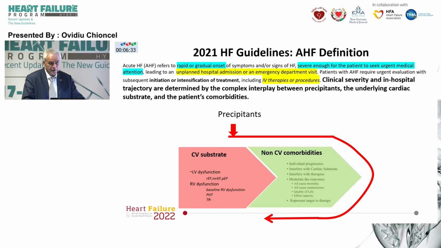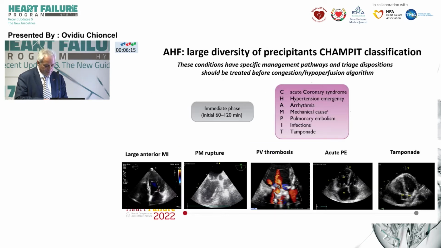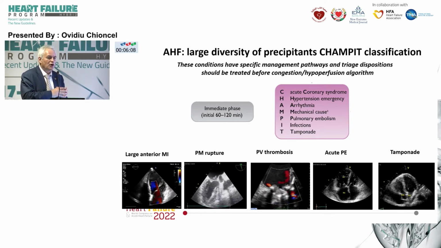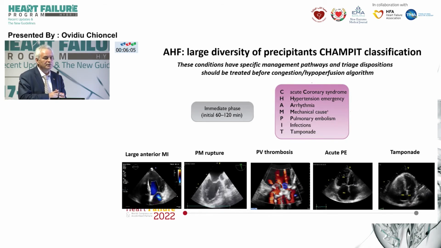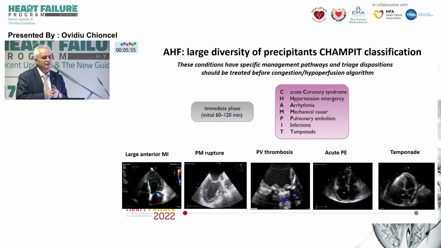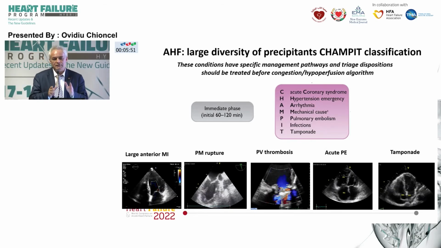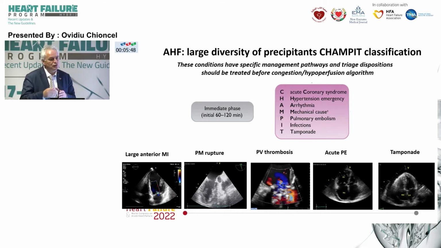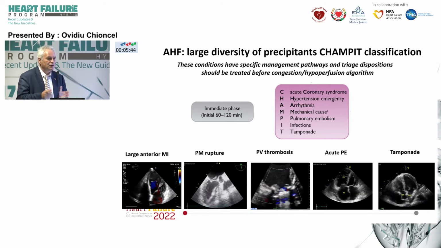And at the end of the day, irrespective of classification, we should not forget that clinical severity of patients with heart failure is determined by a complex relationship between cardiovascular substrate, comorbidities, and the precipitants. And this is the reason why 2021 guidelines took over the previous scheme about CHAMP, C from coronary, H from hypertension, A from arrhythmia, M from mechanical, and add I and T, I from infections and T from tamponade, because this type of life-threatening presentation should be excluded or should be treated before any congestion hypoperfusion algorithm.